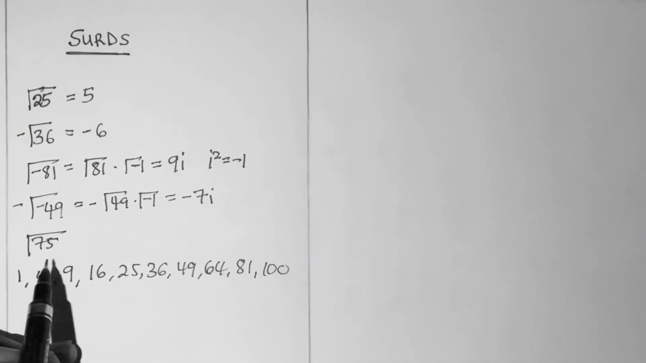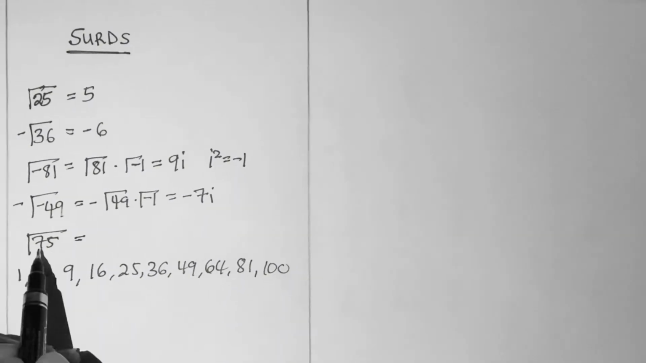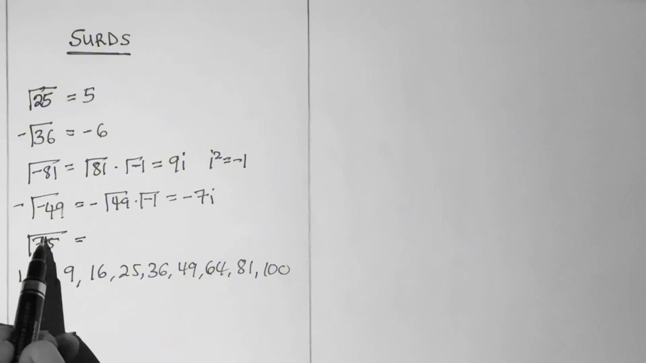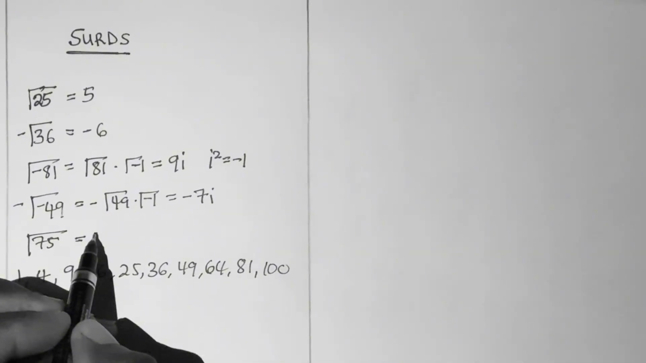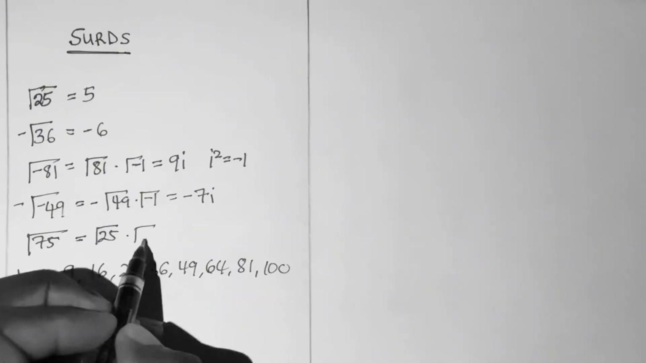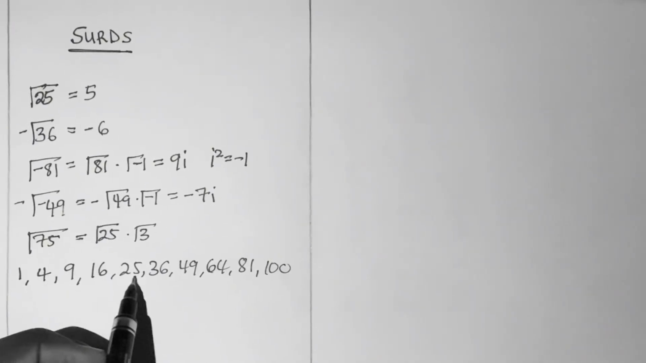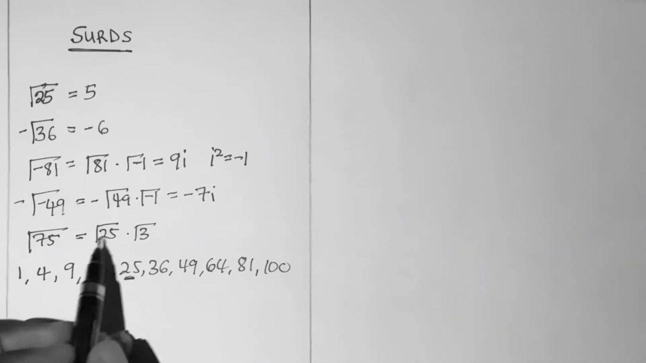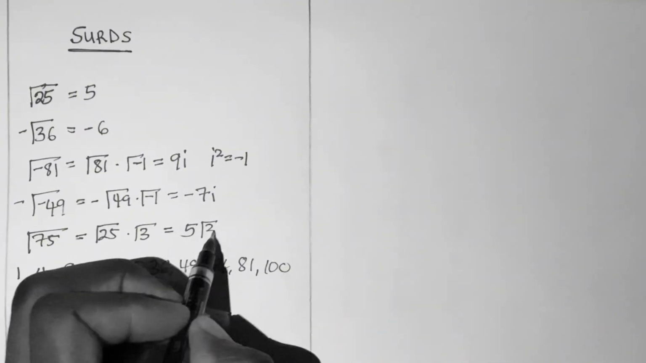So what we'll do is that square root of 75 is the same as, you see that 25 times 3 is 75. So square root of 75 is square root of 25 times square root of 3. So square root of 25, you see that it is what? 5 squared is 25. So this will give us 5 times square root of 3.